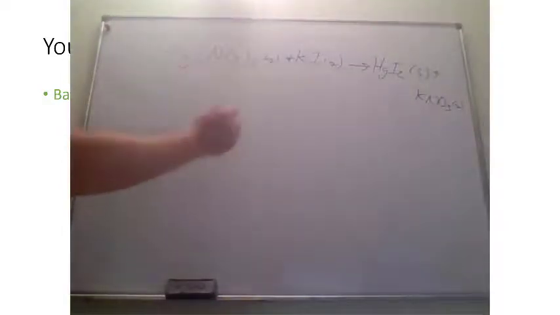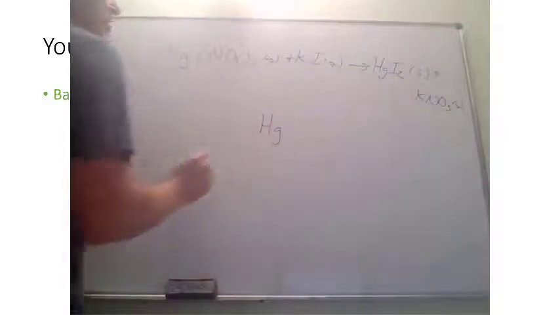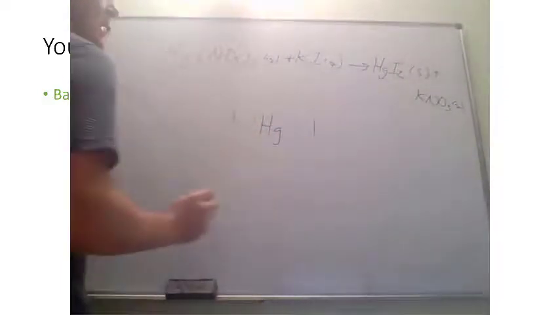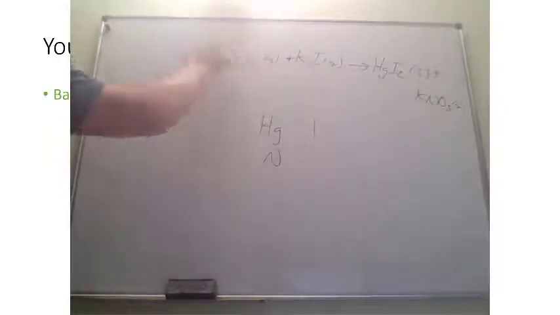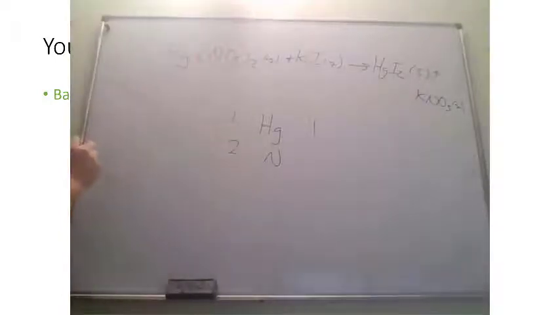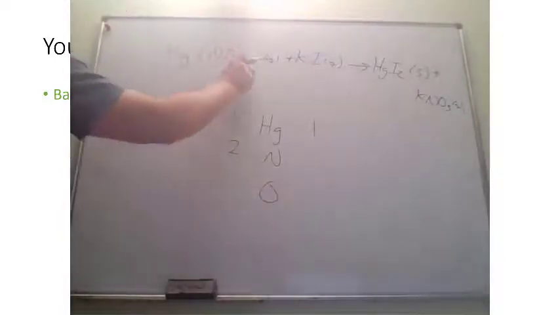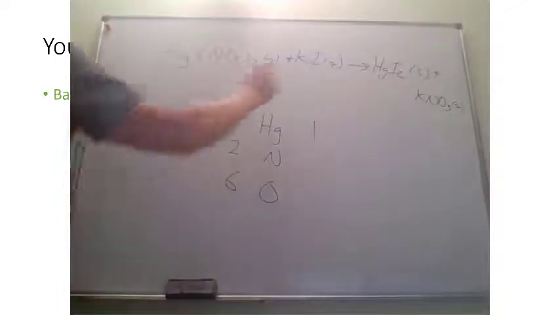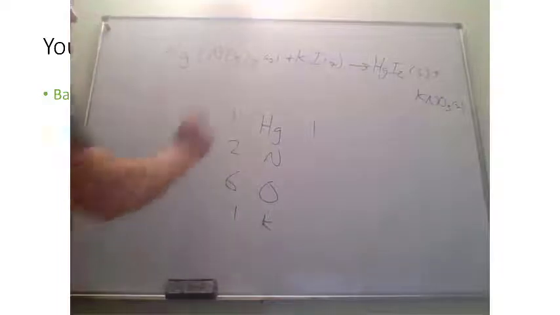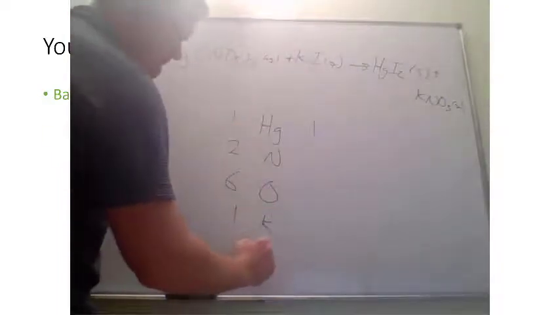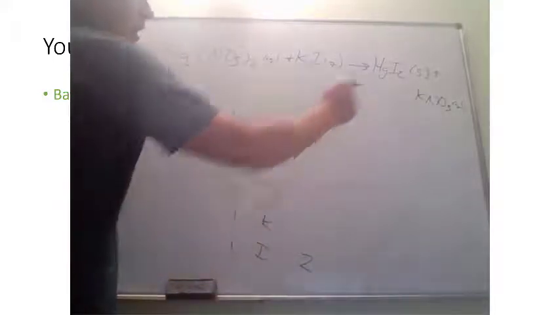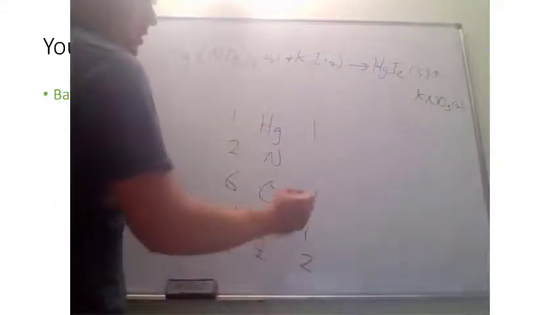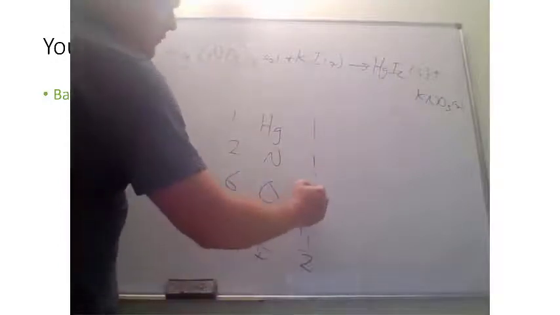Okay, so we're going to go through and identify how many of each species are on both sides. So Hg, which is mercury, we have 1 on each side. Our nitrogen, we multiply this 2 on the outside to all of our numbers on the inside. So nitrogen, we have 2. Oxygen, we have 2 times 3 is 6. Potassium, you have 1. And iodine, we have 1. On the product side, we have 1 mercury, we have 2 iodine, we have 1 potassium, we have 1 nitrogen, and we have 3 oxygen.